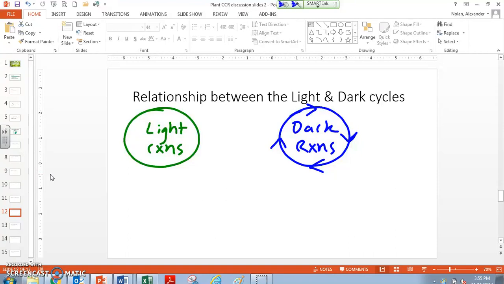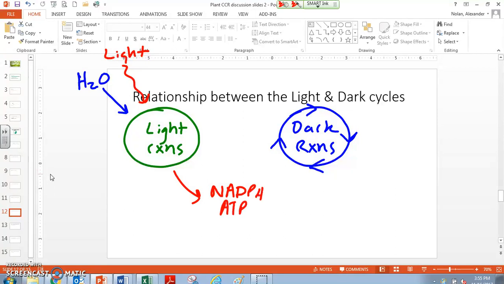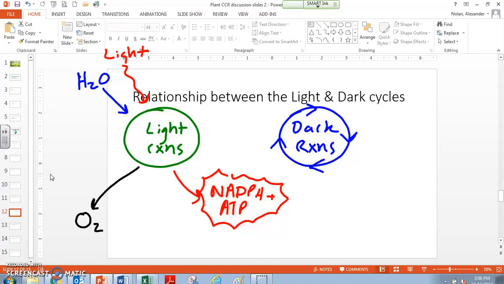We've got our water that comes into the light reactions. We also obviously have light. And we are producing NADPH and ATP. Order doesn't really matter. And we're producing a waste product, our oxygen. So that goes away.